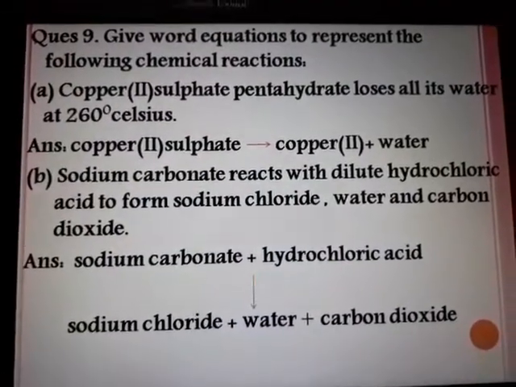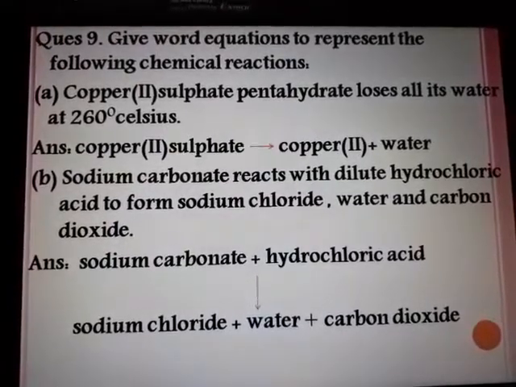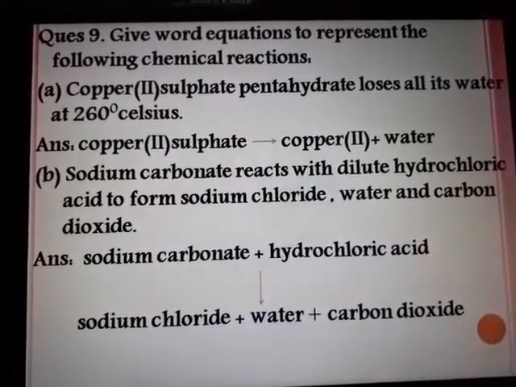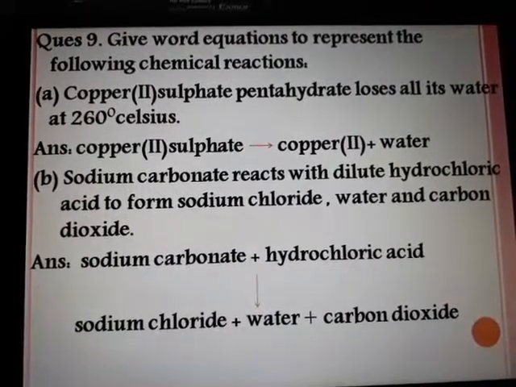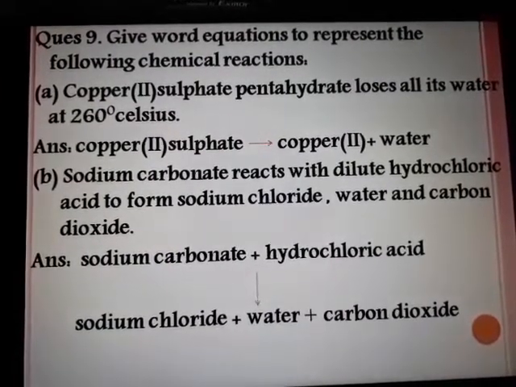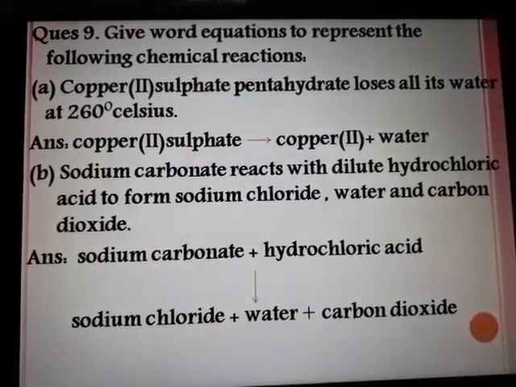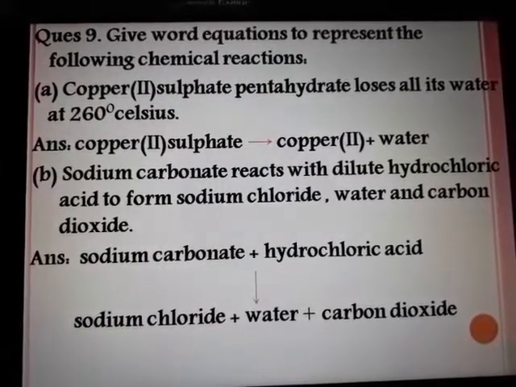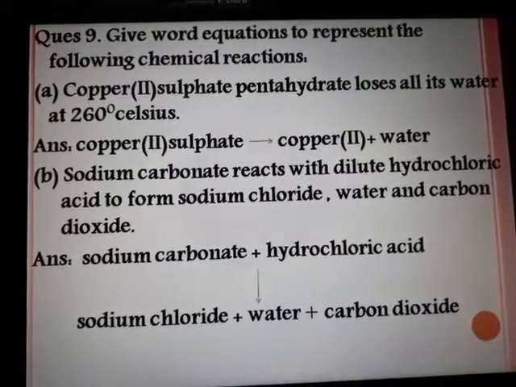Now, our question number 9. Give a word equation to represent the following chemical reactions. First, copper 2 sulfate pentahydrate loses all its water at 260 degrees Celsius. So its answer is copper 2 sulfate pentahydrate gives copper 2 sulfate plus water.